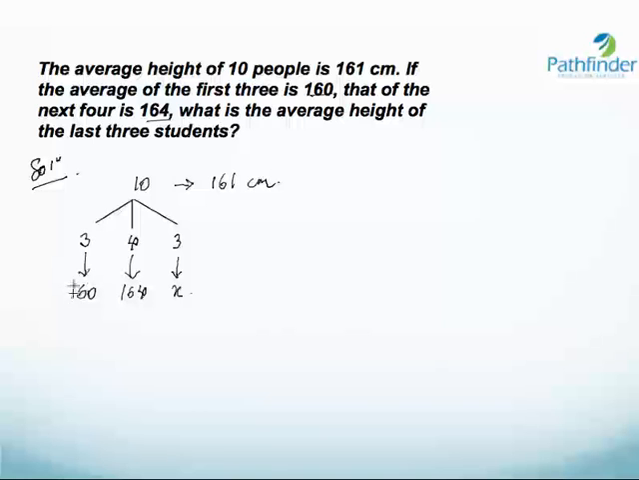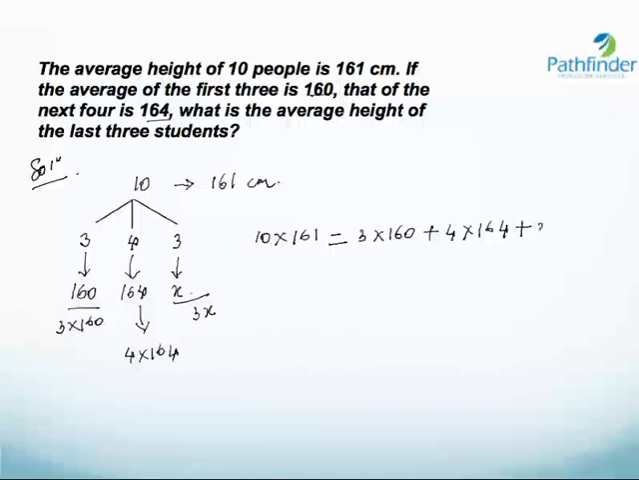So by our logic, we must have the sum of the total, that is 10 into 161, must be equal to the sum of the subgroups. So what is the sum of the first subgroup? This subgroup will have 3 into 160. So we write 3 into 160 here. Plus, what is the sum of the second subgroup? 4 into 164. So we write 4 into 164 there. Plus the sum of the third subgroup must be 3 times x.